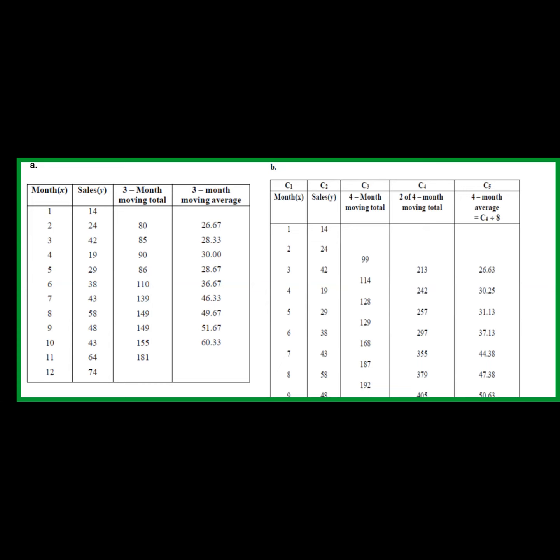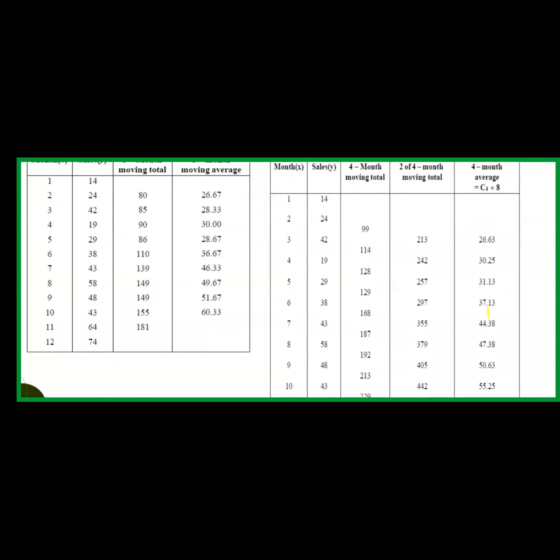Do you get? Yes. So 2 and 3 divided by 8 will give us what? 26.63. It will still be on that same spot, so it will not change. You can see that now 26.63, you can link it to what? To month 3.